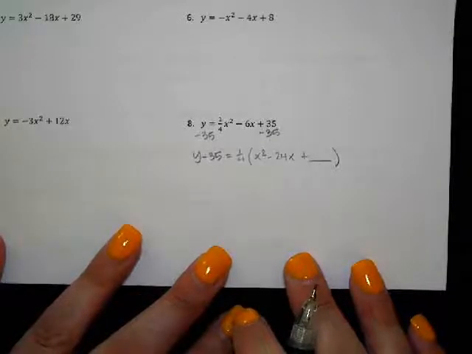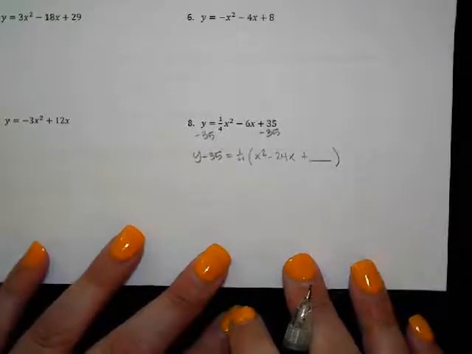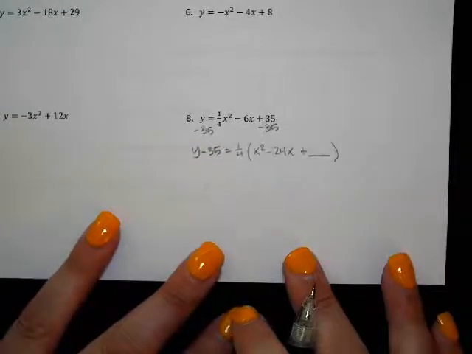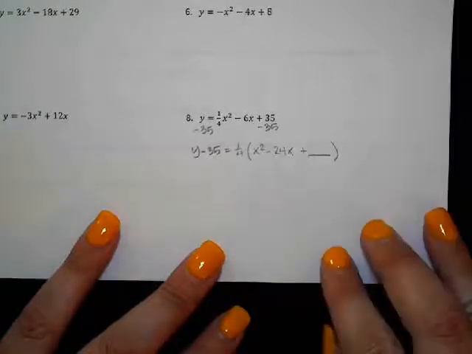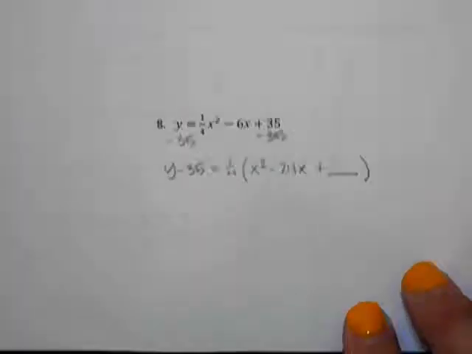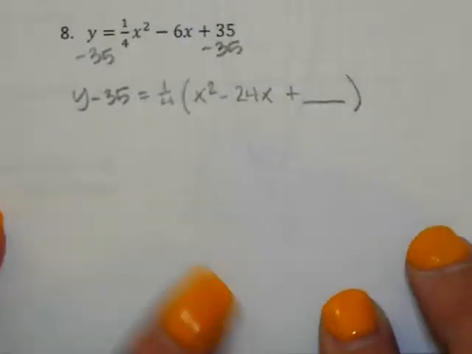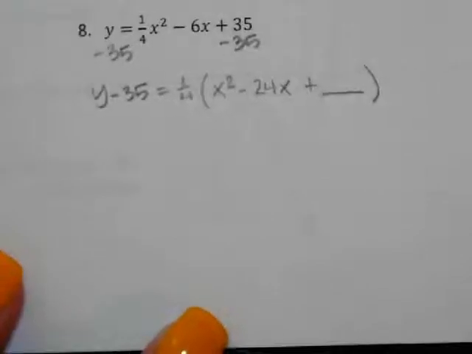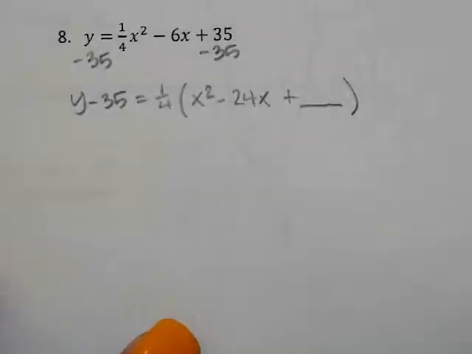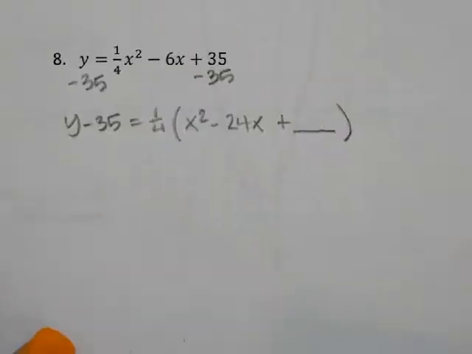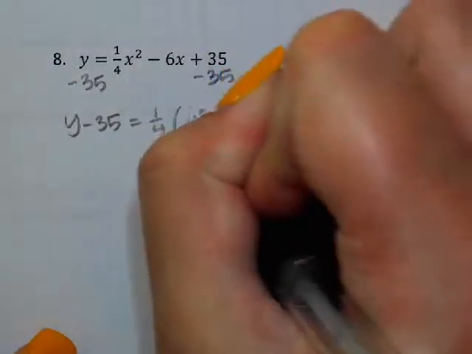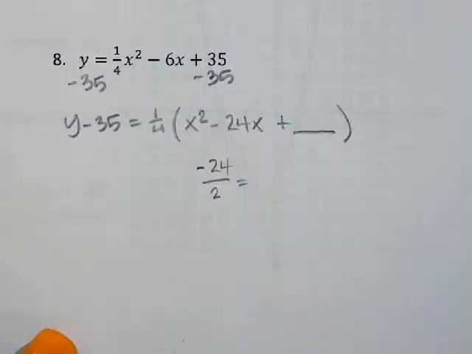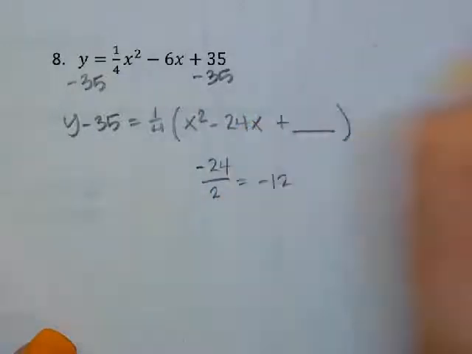Okay. So this is what we've got. Now what do we do? Divide by 2. But can I focus more? There we go. That's a little better than it was. Okay, so now we're going to divide by 2. So we got negative 24 divided by 2 equals negative 12. Negative 12 squared is 144.